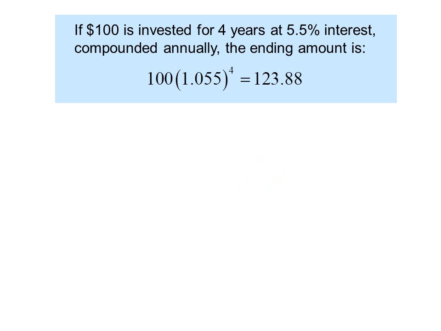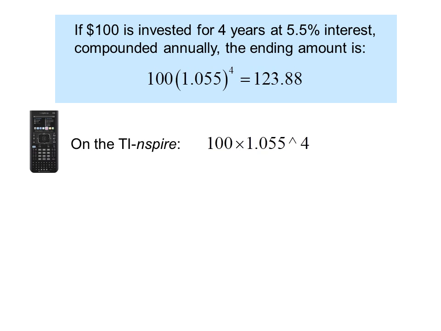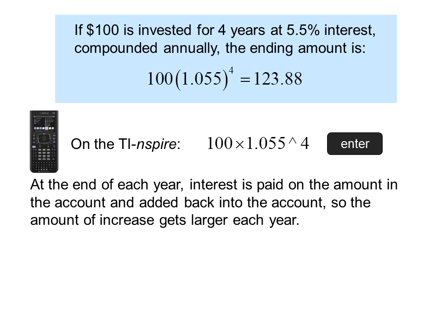If $100 is invested for 4 years at 5.5% interest compounded annually, the ending amount is 100 times 1.055 raised to the fourth power, or $123.88. On the TI-nspire, we type 100 times 1.055 raised to the fourth power and press enter.